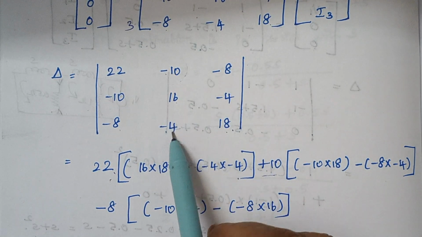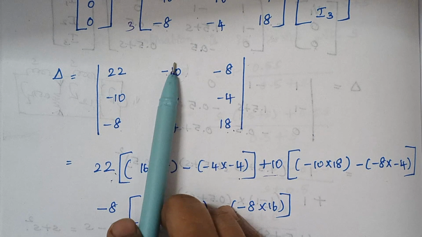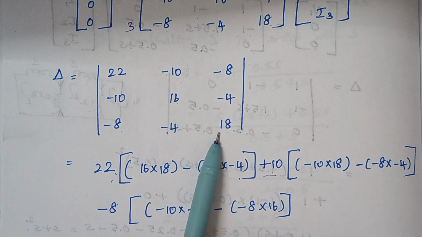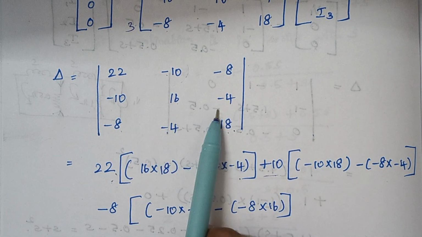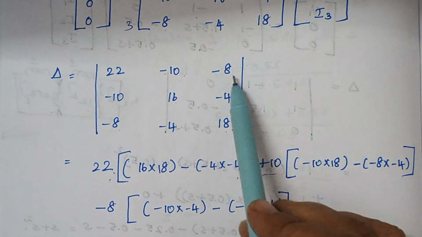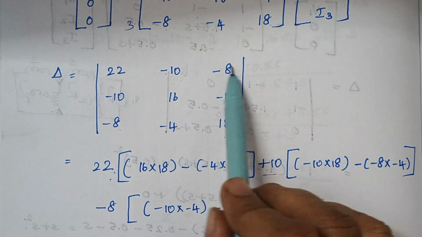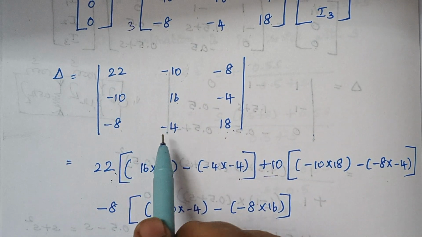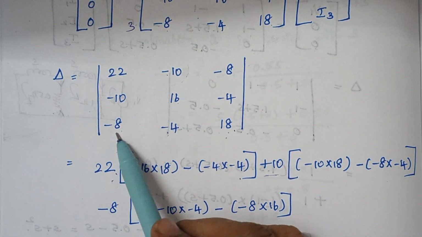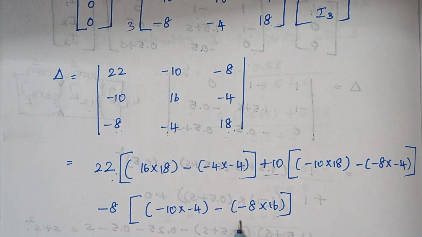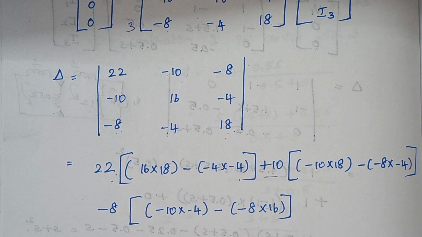Again you have to leave this column and this row. So how you can multiply? Minus 10 into 18 minus of minus 8 into minus 4. And finally here it is minus 8. So you have to leave this column and this row. So minus 10 into minus 4 minus of minus 8 into 16. So this is what I had written here.